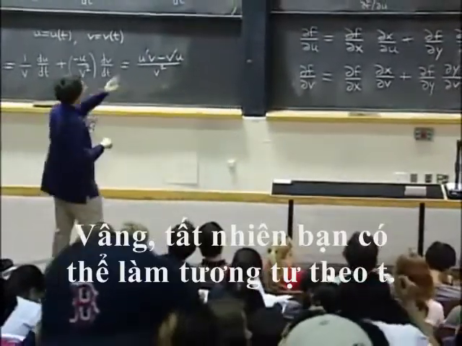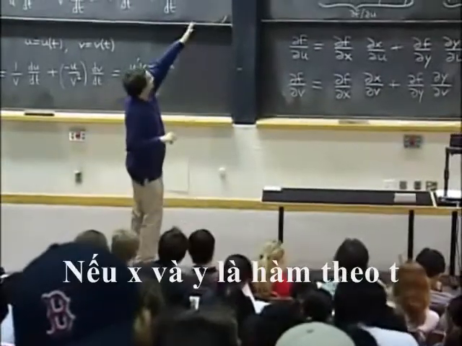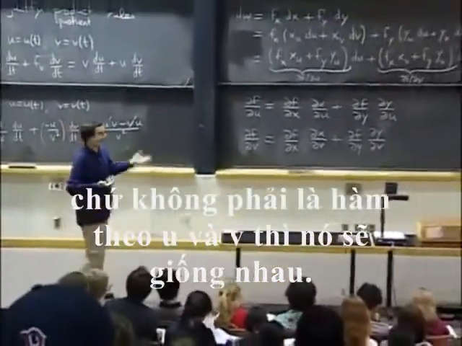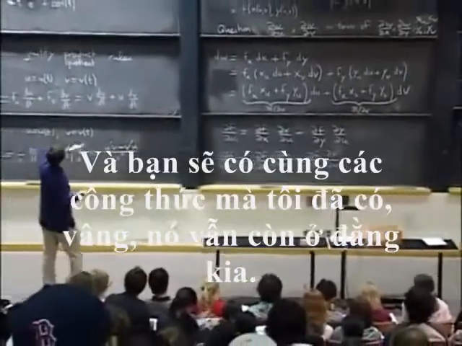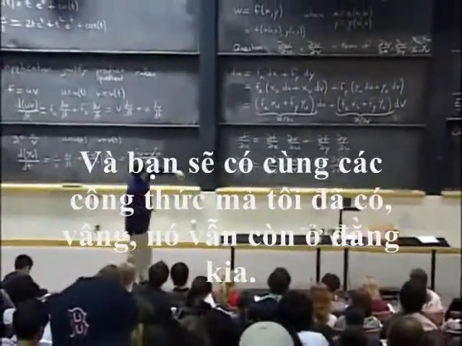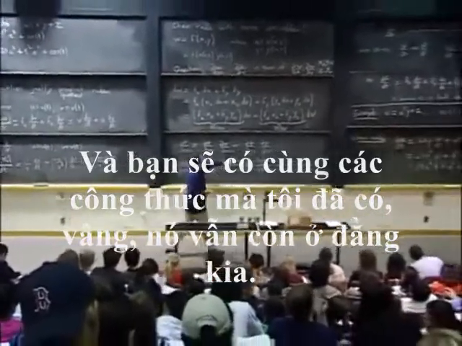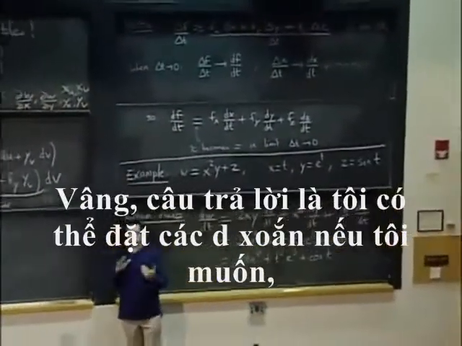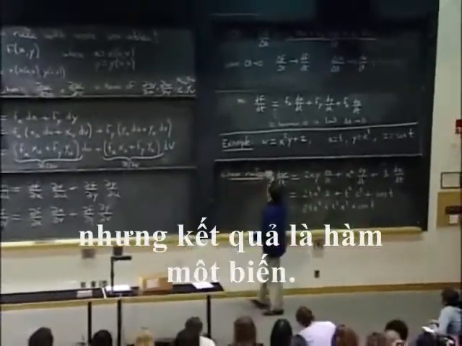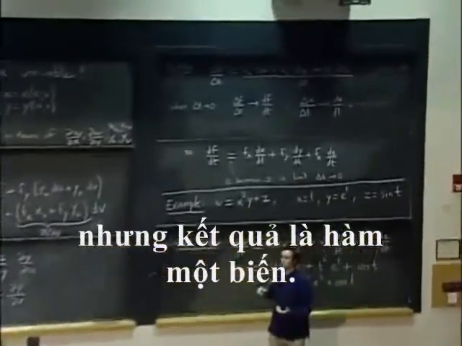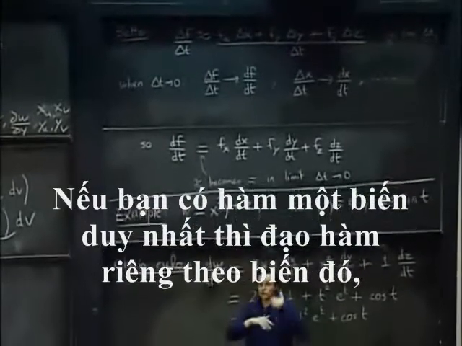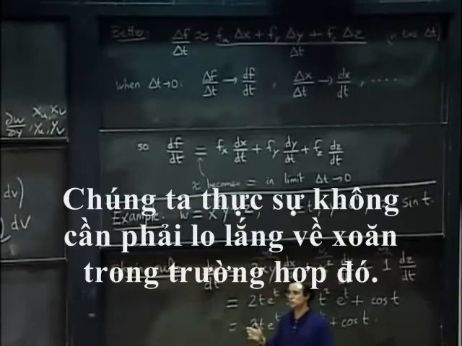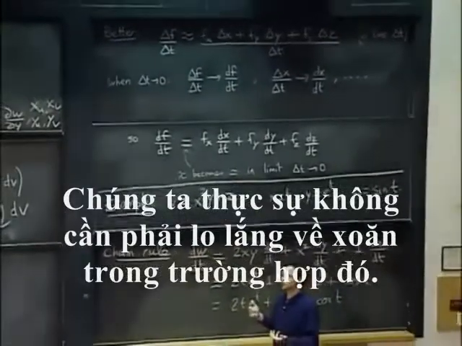Yes, you could certainly do the same things in terms of t. If x and y were functions of t instead of being functions of u and v, then it would be the same thing. And you would have the same formulas that I had over there. I still have it. So why does that one have straight d's? Well, the answer is I could put curly d's if I wanted. But I end up with a function of a single variable. So if you have a single variable, then the partial with respect to that variable is the same thing as the usual derivative. So we don't actually need to worry about curly in that case.